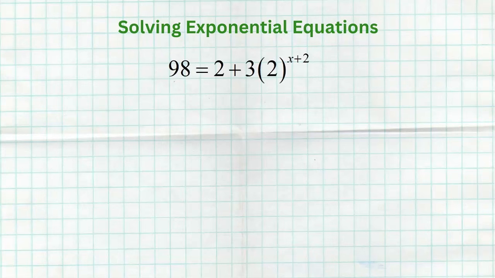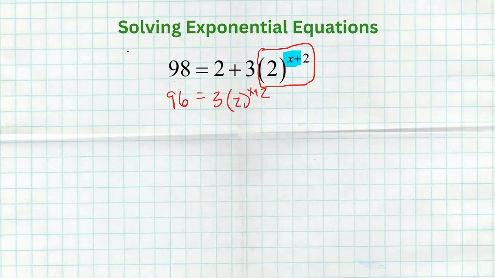So here we go. Here's an exponential function, which simply means my variable is in the exponent. So of course, my variable is in the exponent. It's an exponential function. All right, so the first thing I want to do is isolate the base and the exponent. So I'm going to subtract 2. I get 96. That's pretty easy, right? That's not difficult math there. Then I'm going to divide by 3.